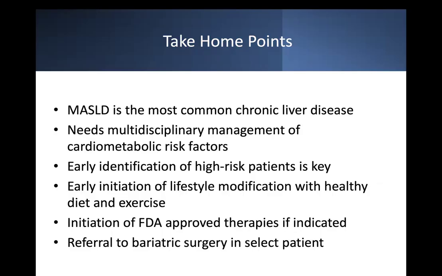So, take-home points. MASLD is the most common chronic liver disease. It needs multidisciplinary management of cardiometabolic risk factors. And early identification of high-risk patients is key because then we can prevent the progression of disease into fibrosis or cirrhosis.